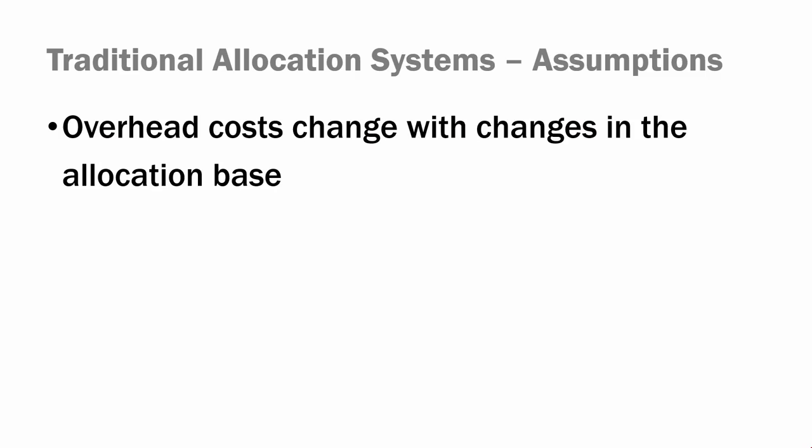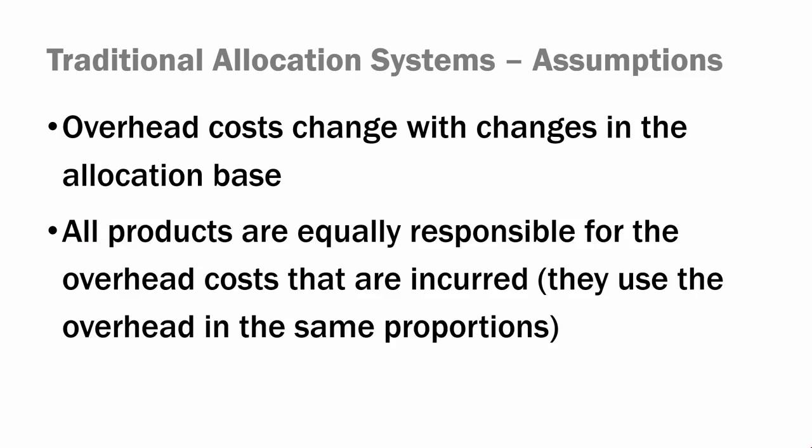The second assumption that these approaches to allocating overhead make is that all products in the organization are equally responsible for the overhead costs that are incurred, or they use overhead in the same proportions. Now you can imagine, though, that some products are more complex to make or may be made in smaller batch sizes. In cases like this, the assumption that all products use overhead in the same proportions may not be a valid one.